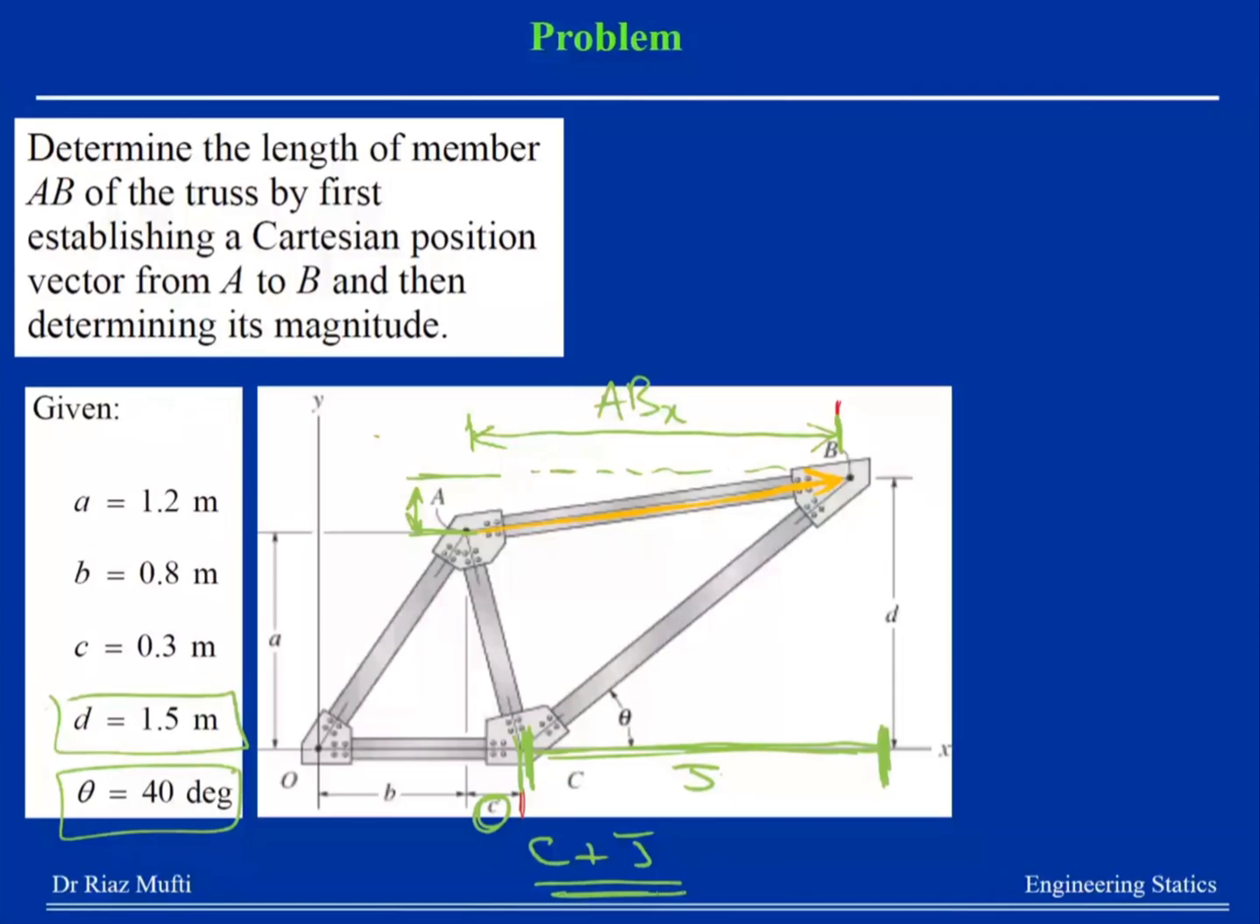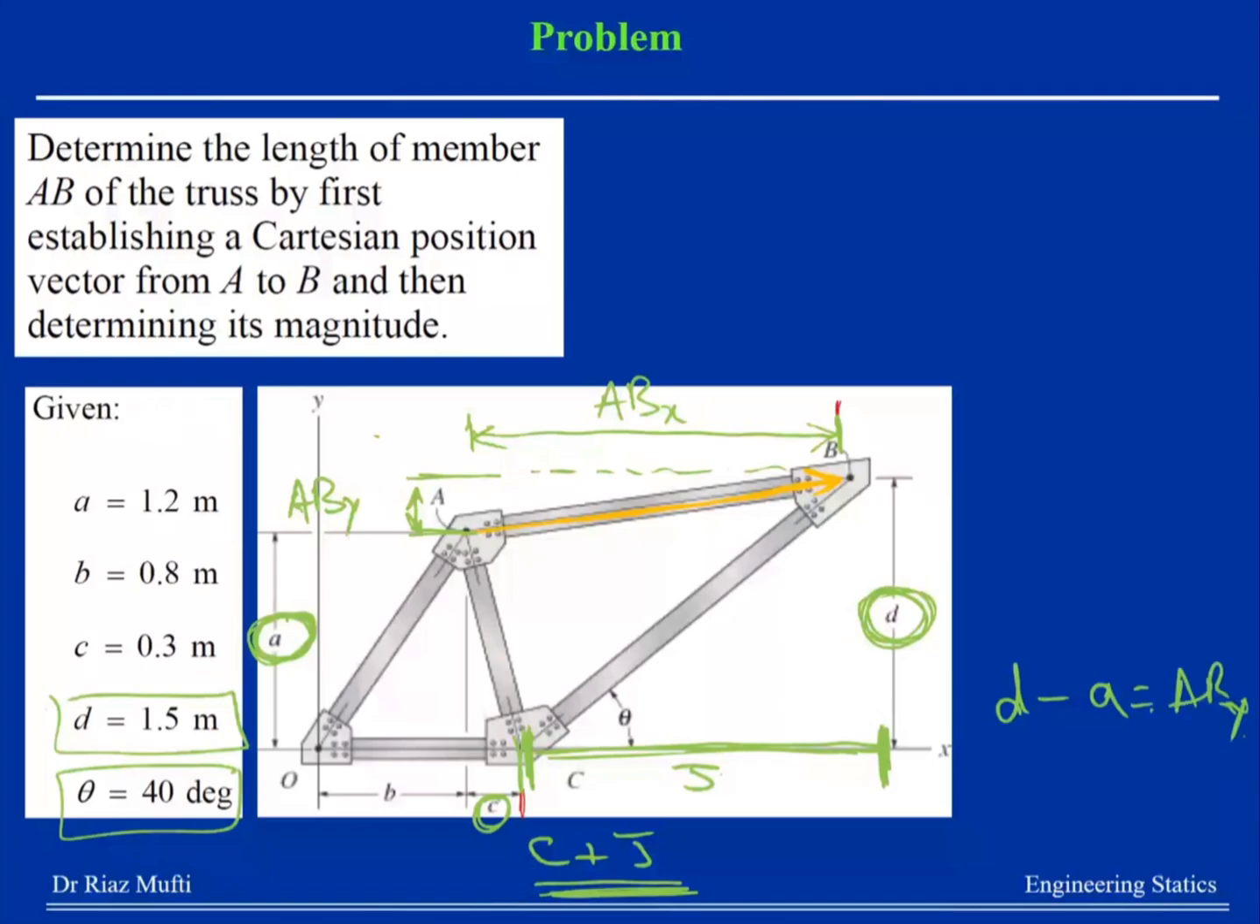Excuse me. Now let's look at the Y component, AB Y component. I'm after the Y component. So how am I going to find Y? I know A, that's given here. I know D, that's here. So I can easily do D minus A. That will give me my AB Y component.